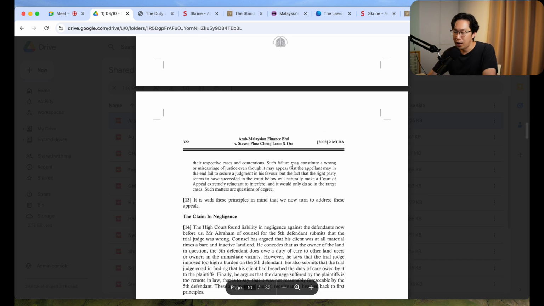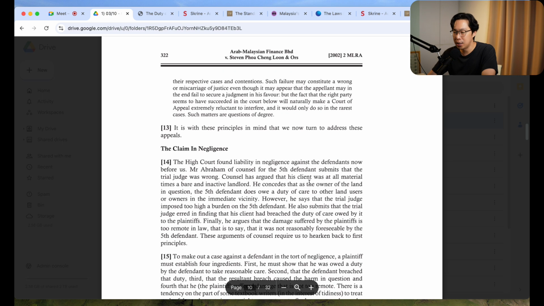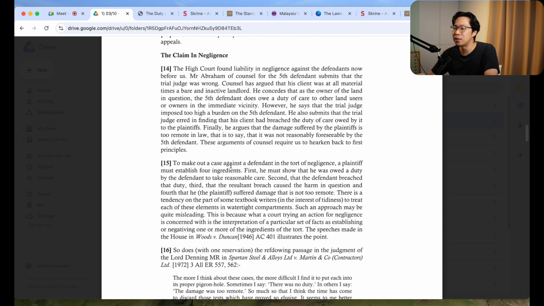You see this case, I want you to read this claim in negligence. You can read, you see how they use the language. To make out a case of defendant in the tort of negligence, plaintiff must establish 4 ingredients. First, he must show that he was owed a duty. Second, there is a tendency on the part of textbook writers to treat each of these elements in watertight compartments. Now you see that language. Even if you read it, you feel that, wow, correct?